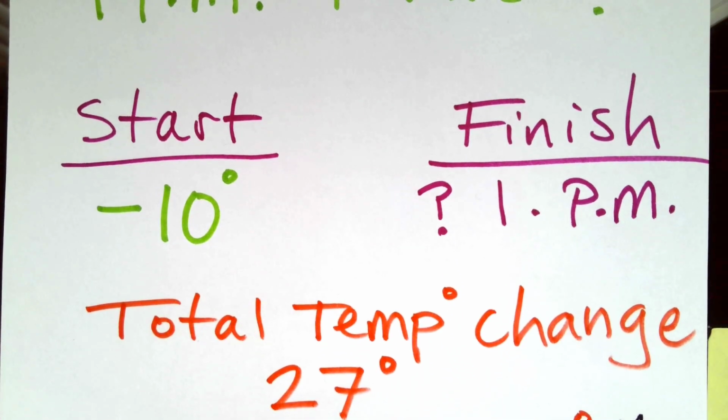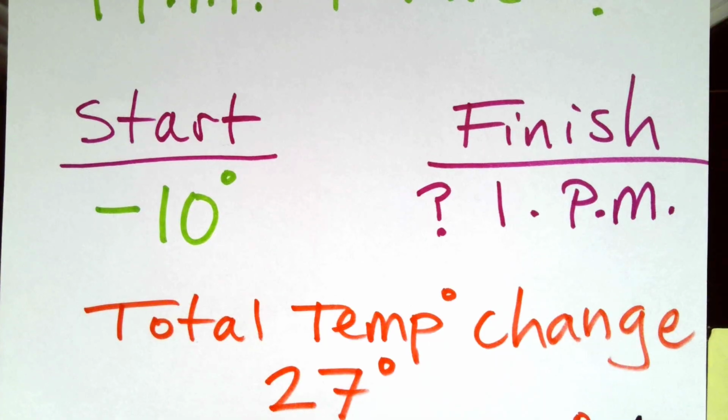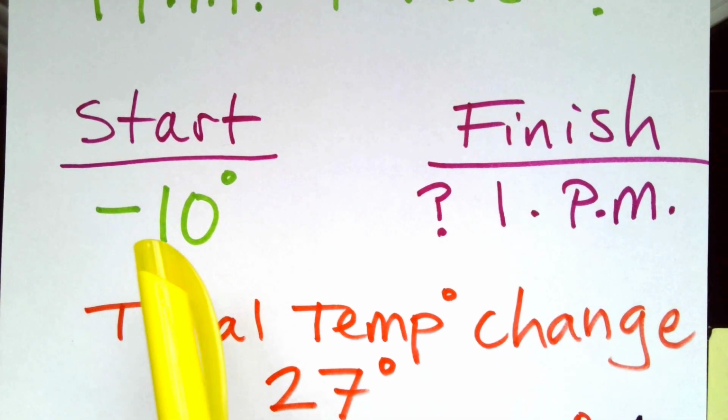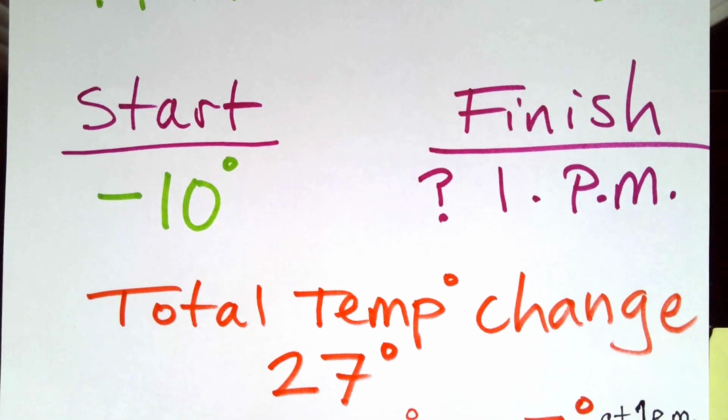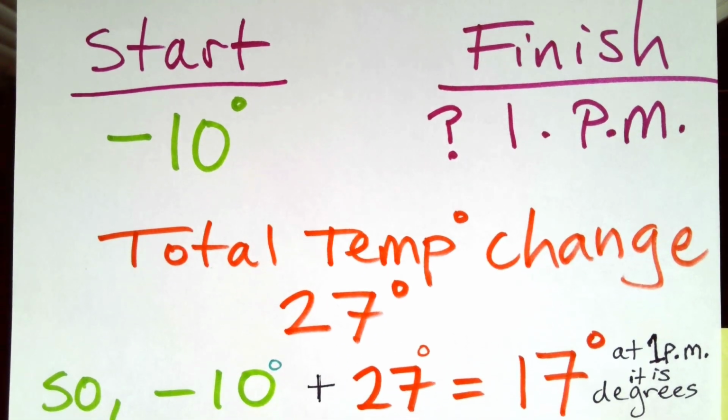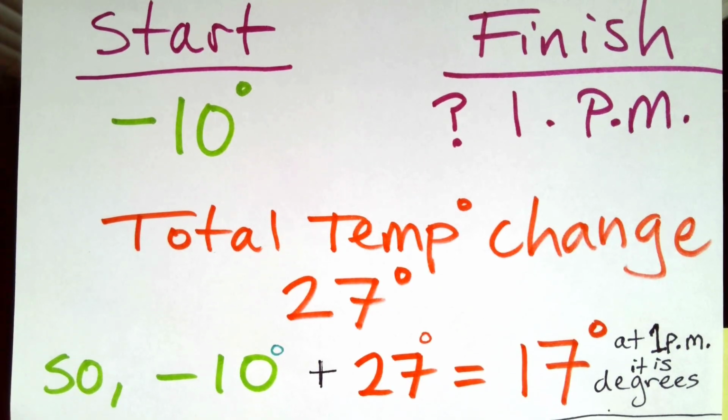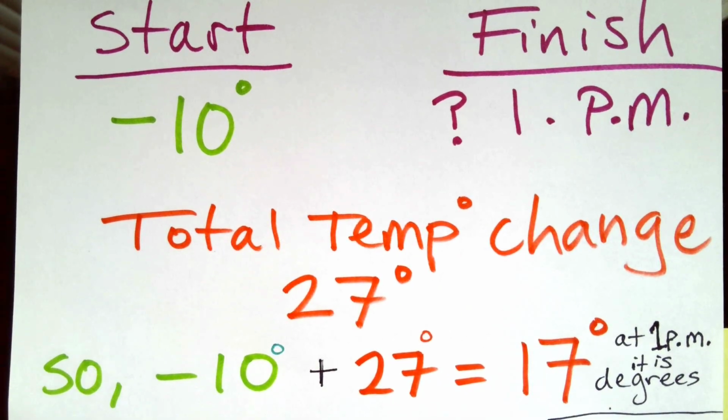The total temperature change was 27 degrees. So if you take negative 10 and you add that 27 degree total change, that will give you the temperature at 1 p.m. So here you can see negative 10 degrees plus 27 degrees gives us a temperature of 17 degrees at 1 p.m. The answer is A.